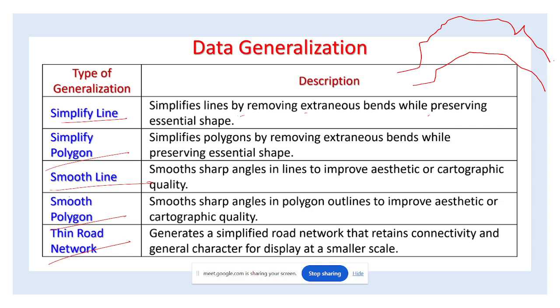Okay. Then simplify polygon. Again, in the case of polygons also, there are unnecessary bends and small things that we can just remove and create a much more generalized shape. Then we have smooth line, which smooths sharp angles in lines to improve the aesthetic or cartographic quality.